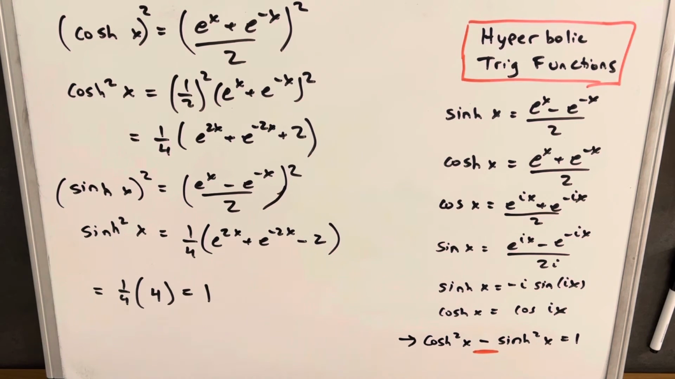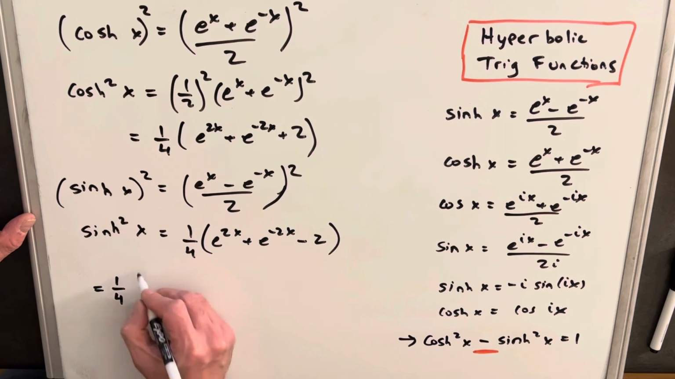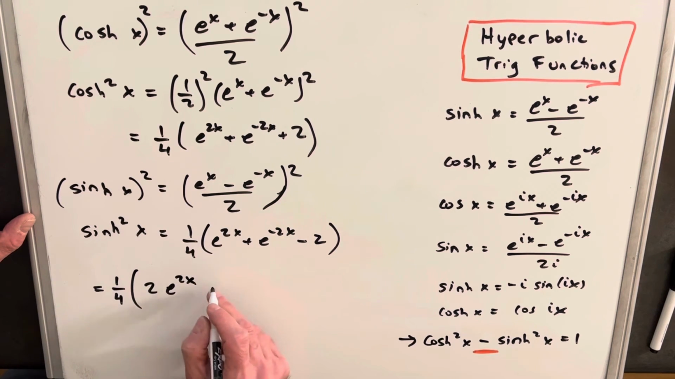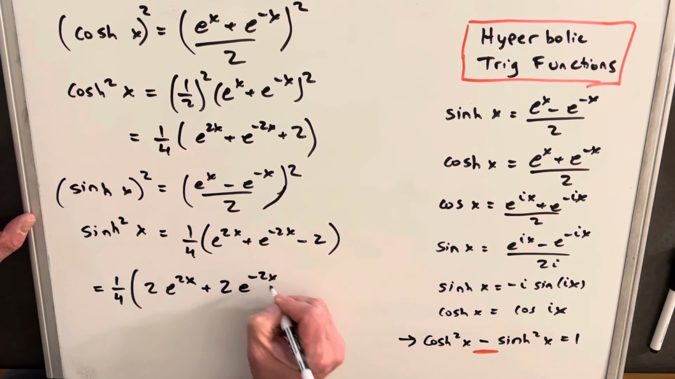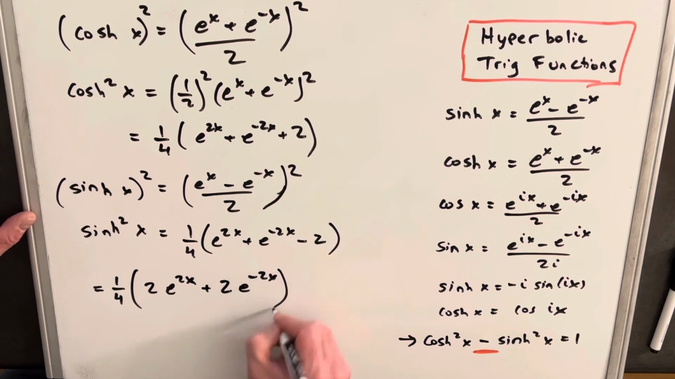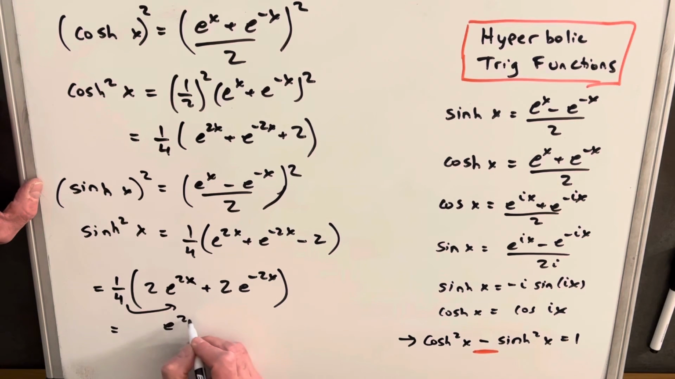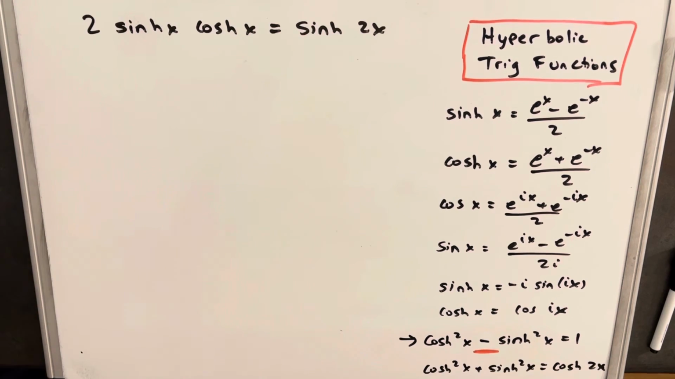This is another way to do it. Let's find what happens when we add cosh squared x and sinh squared x. So when we add these two equations, we'll keep the 1, and we'll factor out a 1/4. We'll add e to the 2x and e to the 2x, and we'll have 2e to the 2x. We'll add e to the minus 2x and e to the minus 2x, and we'll have a 2e to the minus 2x. And then 2 minus 2 is 0. Then let's just distribute our 1/4 in here, and we're going to have e to the 2x plus e to the minus 2x all over 2. But that's actually the same thing as cosh of 2x.